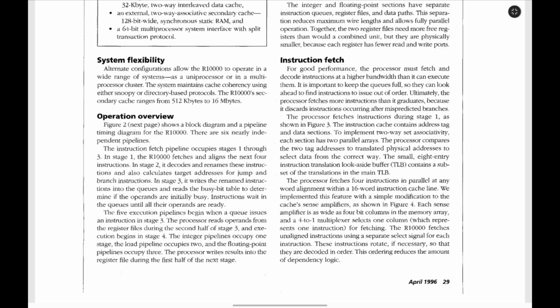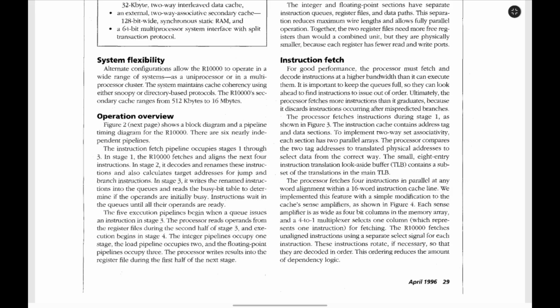The instruction cache contains address tag and data sections. To implement 2-way set associativity, each section has 2 parallel arrays. The processor compares 2 tag addresses to translated physical addresses to select data from the correct way. The small 8-entry instruction translation lookaside buffer (TLB) contains a subset of the translations in the main TLB. So the processor fetches the 4 instructions in parallel at any word alignment within the 16-word instruction cache line.